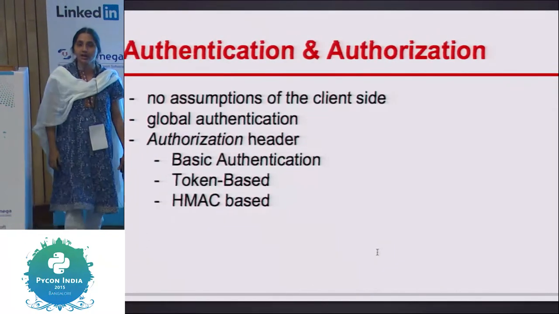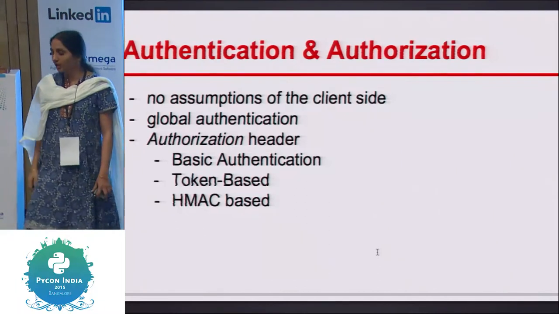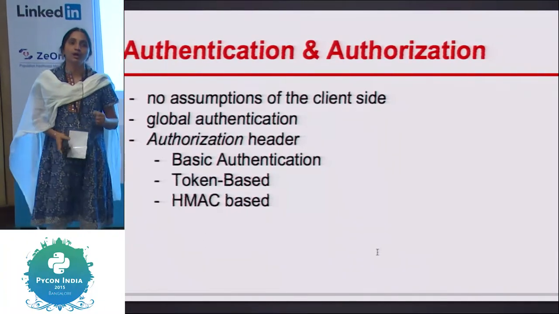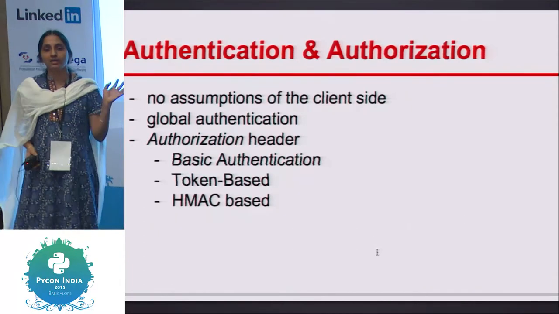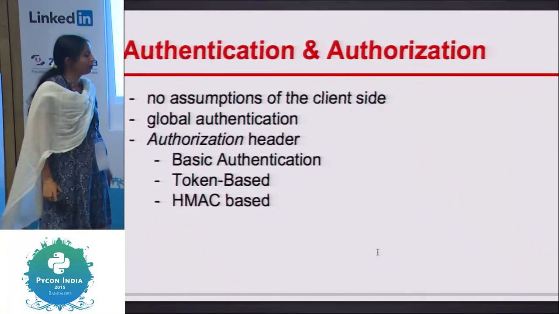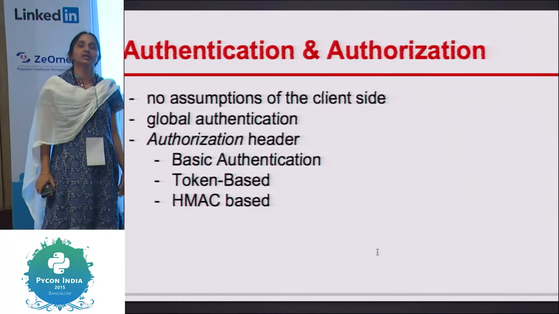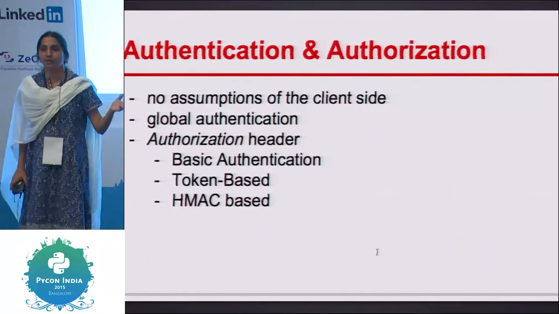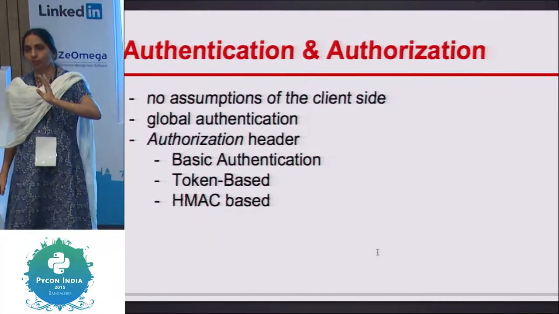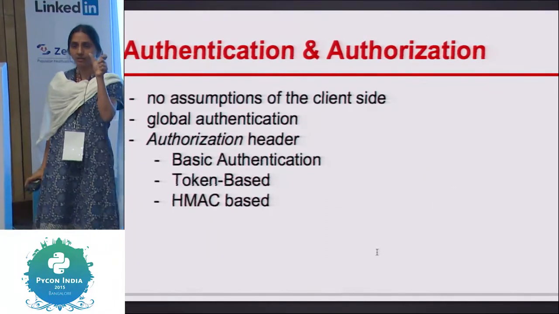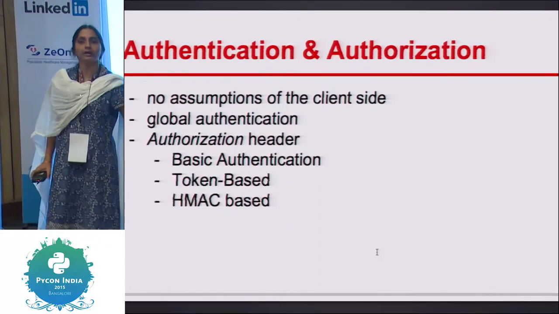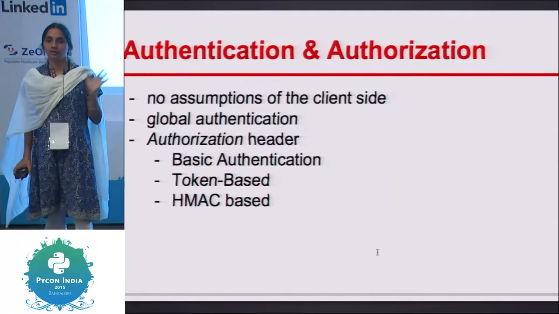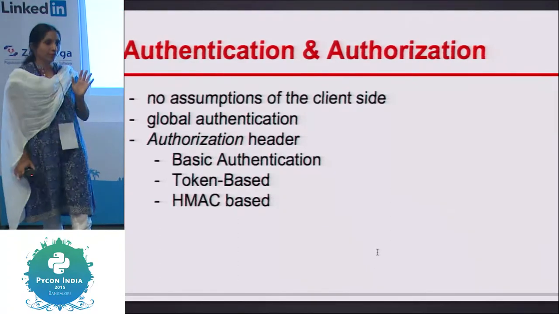So authentication and authorization. There are different levels of doing them. One simple thing is to do a global authentication. What do you mean by a global authentication? Let's say I have a service to offer as an API, I'll just give you a secret token. Whoever has that secret token in their request, I'll allow them to use my API, nothing else. I'm done with that.